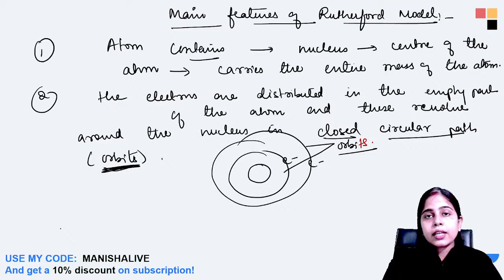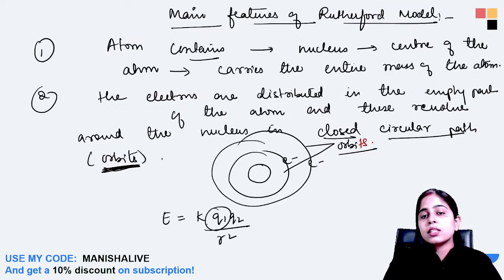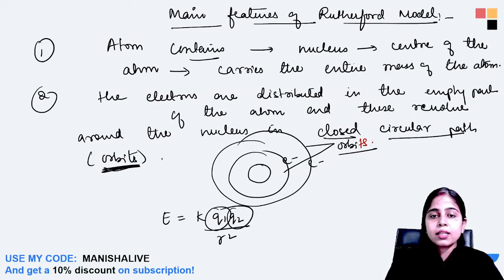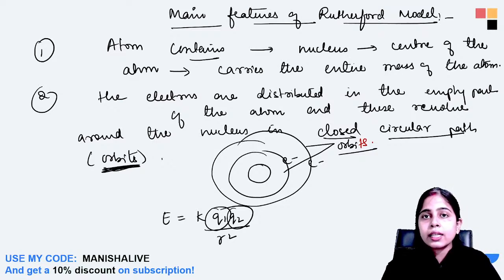Clear? The formula of electrostatic force of attraction comes out to be K Q1 Q2 by R squared. You can see Q1 is the charge, Q2 is the charge. So electrostatic force of attraction depends on the charges of the electrons and protons and not on the masses. It is not like gravitational force that depends on the mass. Clear, Avinash?